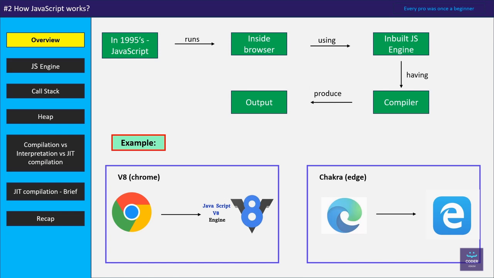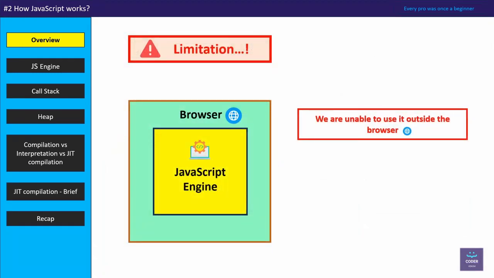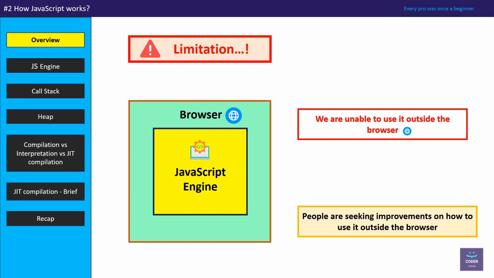For example, Chrome's V8 engine and Edge's Chakra, those are the latest JavaScript engines, and they work like this. So we understood that by using JavaScript, we are doing many things in our web pages like carousels, on-click functionality, pagination, sort, search, and many more things. But there is one limitation, because we have the JavaScript engine inside the browser only. The engine only compiles our code, so we can't use this JavaScript engine outside the browser. So we can't utilize 100% of JavaScript.